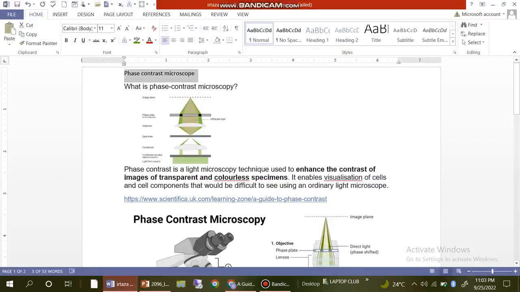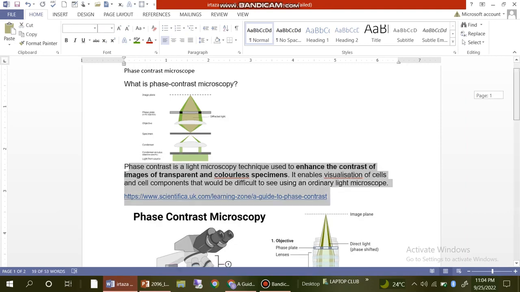Also you can see here phase contrast is a light microscopy technique used to enhance the contrast of images of transparent and colorless specimens. It enables visualization of cells and cell components that would be difficult to see using an ordinary light microscope.